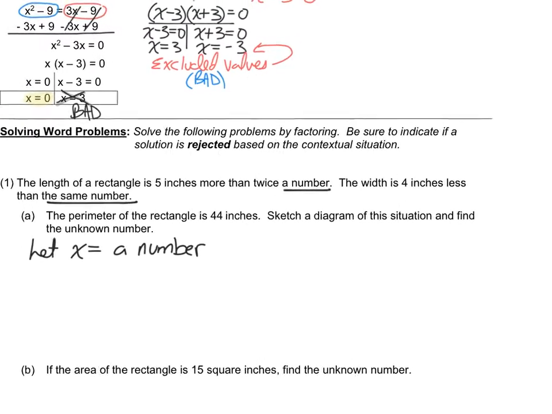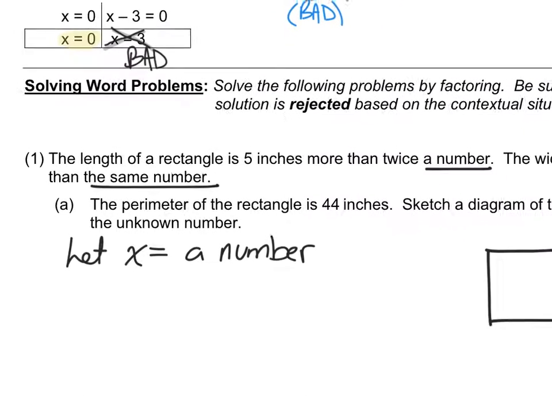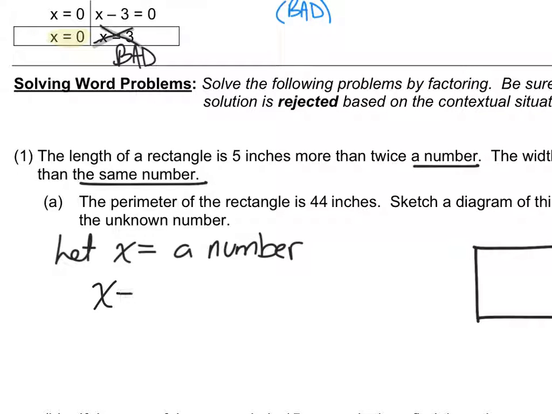All right. The perimeter of the rectangle is 44 inches. Sketch a diagram of the situation. So it's telling you explicitly to sketch a diagram. All right, so it's rectangular, so that's nice. And find the unknown number. All right. The width is 4 inches less than the same number. All right, so x minus 4 is equal to the width.